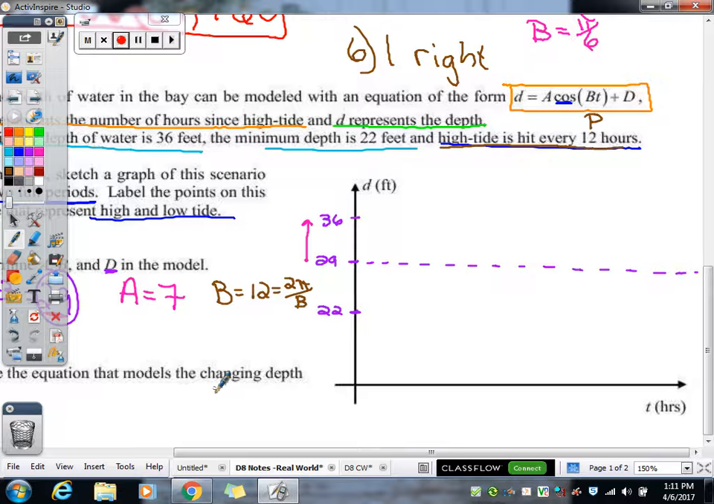Let's have you guys go ahead and solve for B. Some of you may start to get it memorized because 12 is a very common period in our word problems. Because high tide to high tide is 12 hours. That's one complete cosine curve. 12 is your period. B is pi over 6.